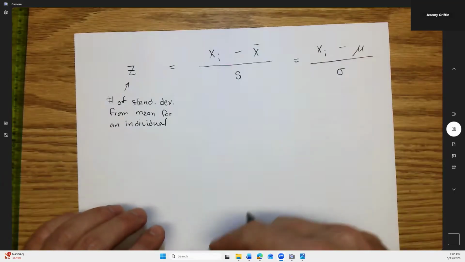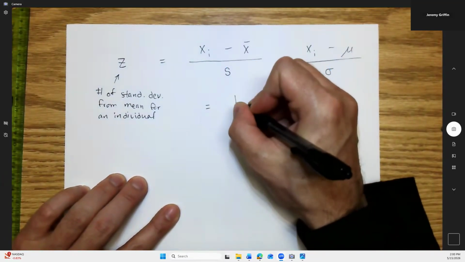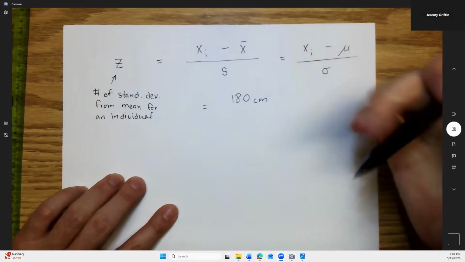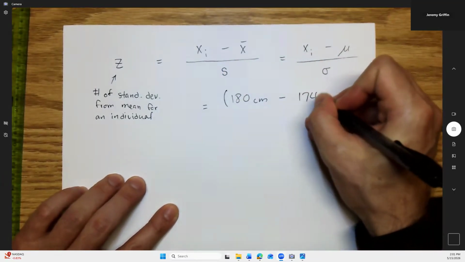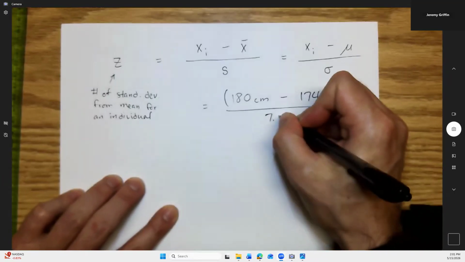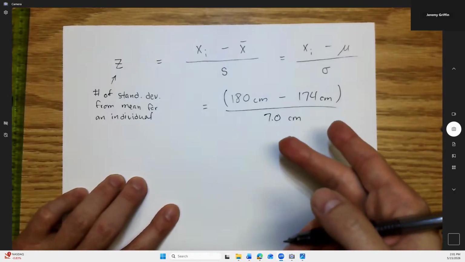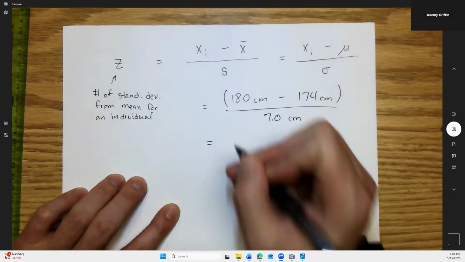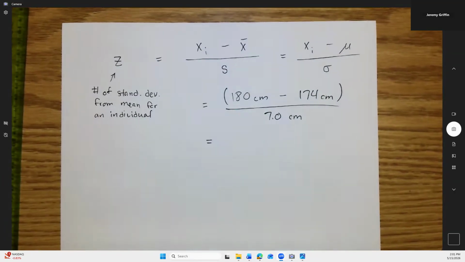Okay, so let's see. So I'm looking at a target value of 180 centimeters. I said that, at least in my world, on my paper, the average height is 174 centimeters. And the standard deviation, that plus or minus value, was 7 centimeters. Of course, your numbers are probably different. So, okay, don't copy my numbers strictly, but they should be fairly similar, like in that ballpark.